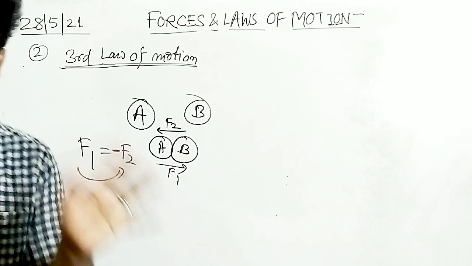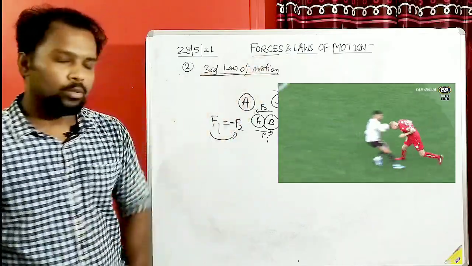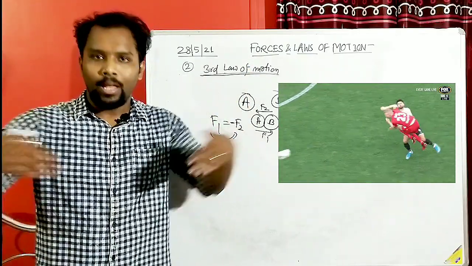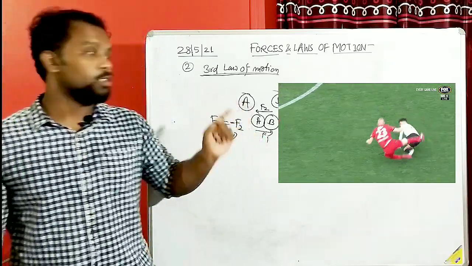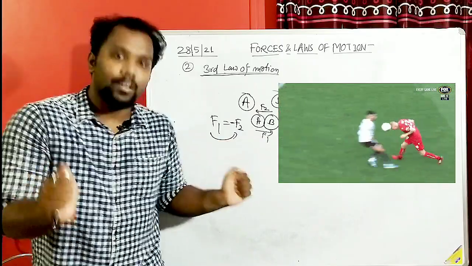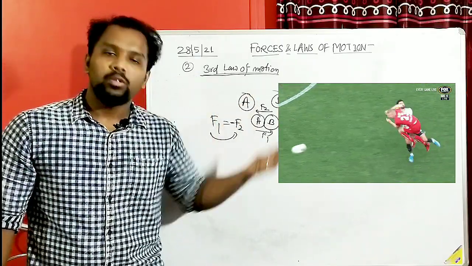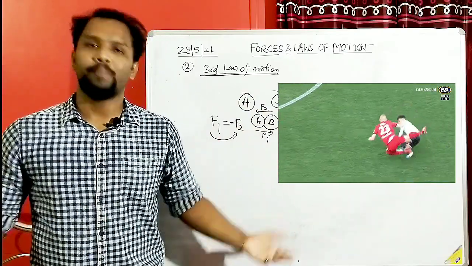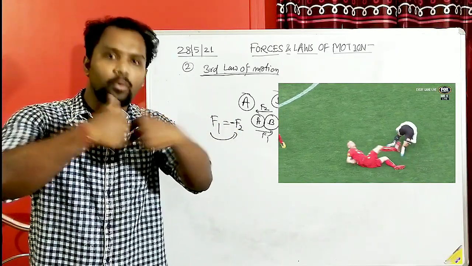Now we will take some examples. You will understand this very carefully once we take the example. Just look at the board. You are observing two football players colliding with each other. Now tell me one thing. When one footballer collides with the other footballer, is only one football player going to get hurt or both of them? Simple answer: both of them, because they are hitting each other with an equal amount of force.